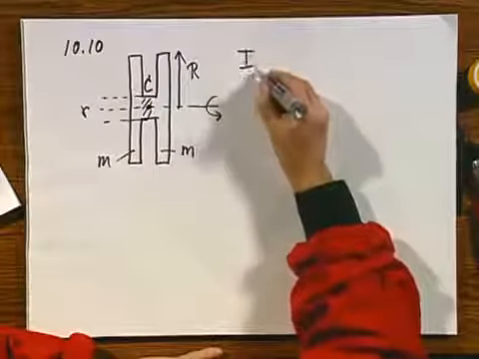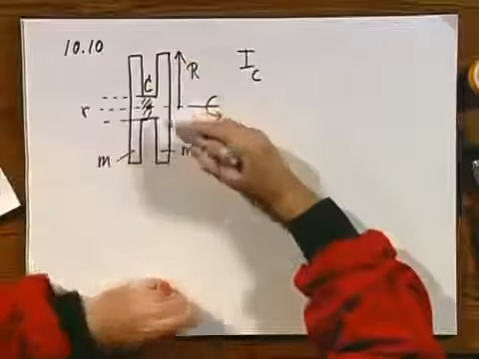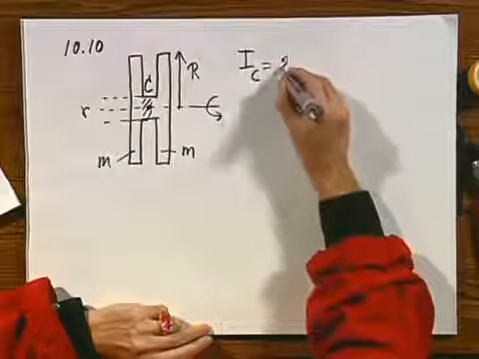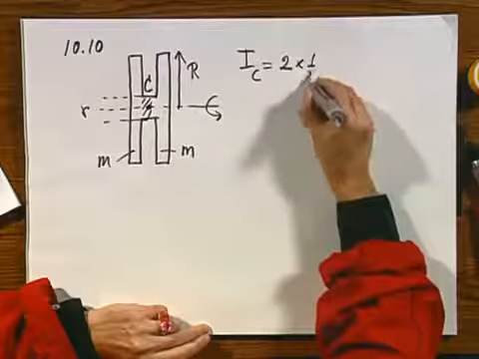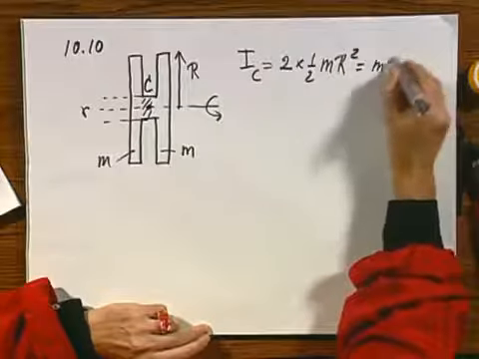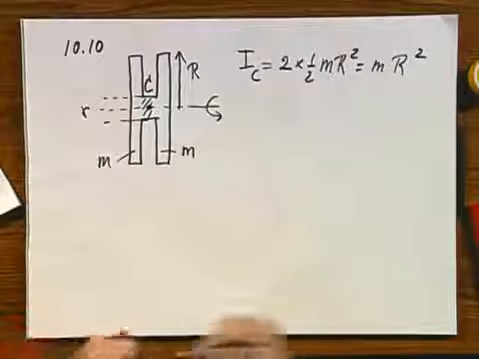Now the moment of inertia about this point C, rotating about this axis, is twice the moment of inertia of disks rotating about their axis of symmetry. Since I have two disks, I must multiply by 2 times 1/2 mR squared. So this is mR squared. That's the moment of inertia about that axis.